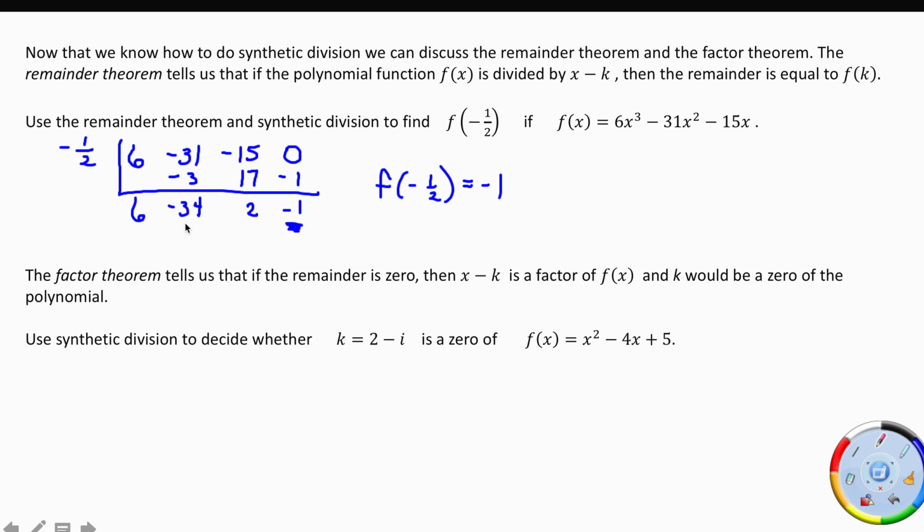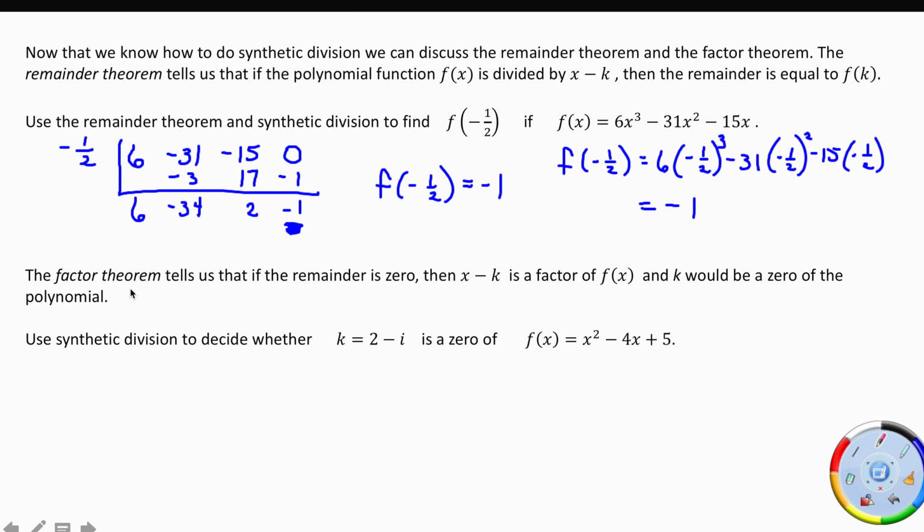Notice how much easier our math was than trying to plug in f of negative 1/2 and doing all this math. It gives me the same thing, but this is a great option, again, particularly when we're not allowed the use of a calculator. Okay, and apparently, if I were to do all that math, I should get negative 1. So that's the remainder theorem. It tells us that the remainder is actually equal to the function evaluated at this k value.